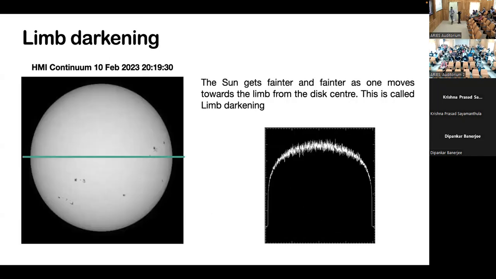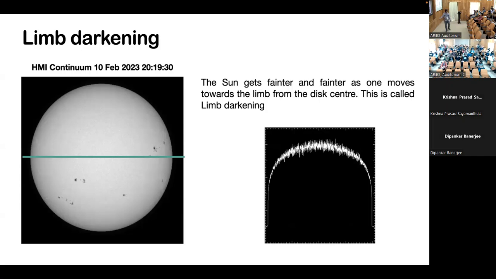Another aspect that you should be aware of is the so-called limb darkening effect. When you observe the sun in a two-dimensional image like this, I don't know if you are able to perceive that the intensity at the center is more compared to the intensity at the edges. As you slowly move towards the edges, it gets dimmer and dimmer. You go in any direction, it gets slowly dimmer and dimmer.